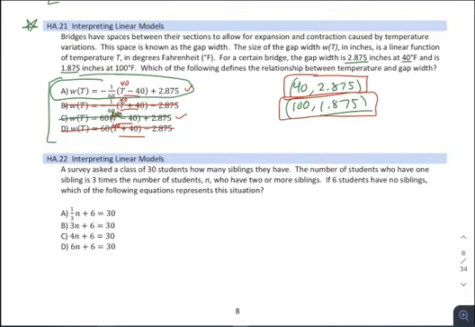And if I did plug in the 100 here, 100 minus 40 is 60. The 60s cancel, so I get negative 1 plus 2.875 is 1.875. So not only is it the last remaining one, but if I plug it in, it's the one that works mathematically. Okay. All right.